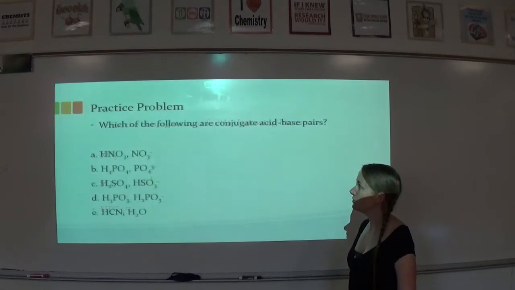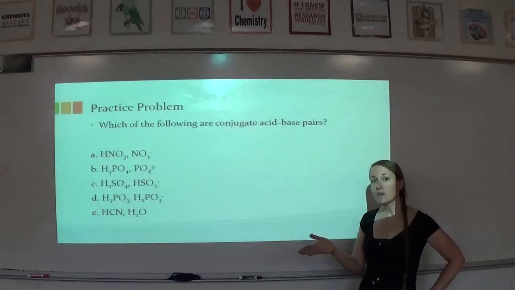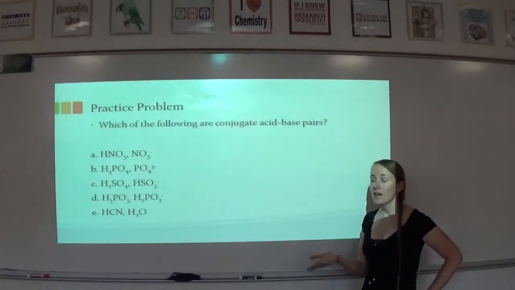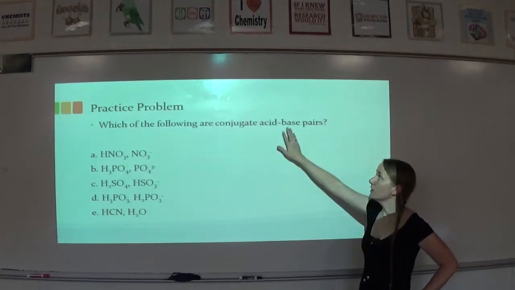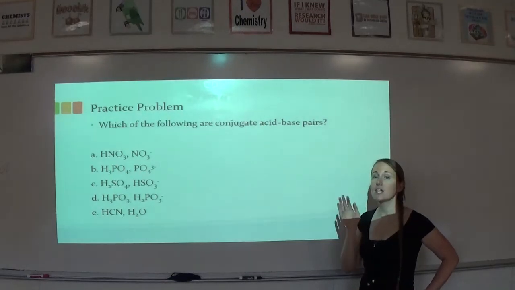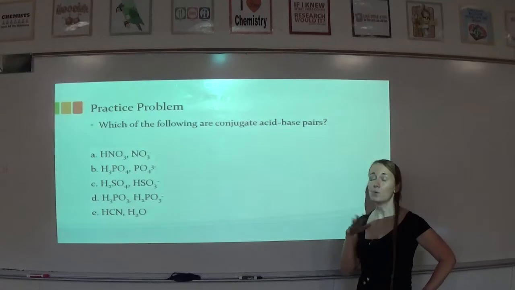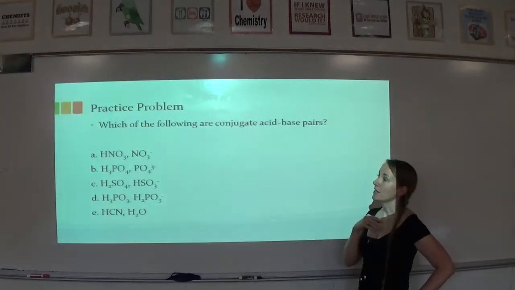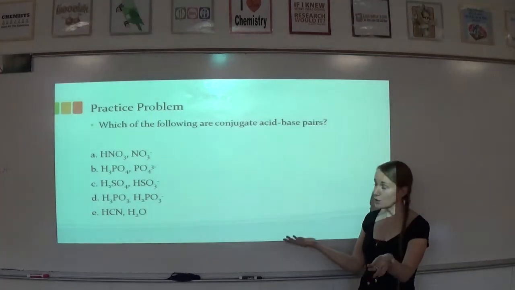Oh, that one went out of order too. Oh well. All right, so it says, which of the following are conjugate acid-base pairs? Well, when you look at the definition of conjugate acid and conjugate base, they all deal with losing or gaining one hydrogen. So when you look at two formulas and you're looking for a conjugate acid-base pair, they can only differ by one hydrogen. Nothing else. No more than one hydrogen. They can't differ by an oxygen, anything like that. Of course, the charge will differ too.